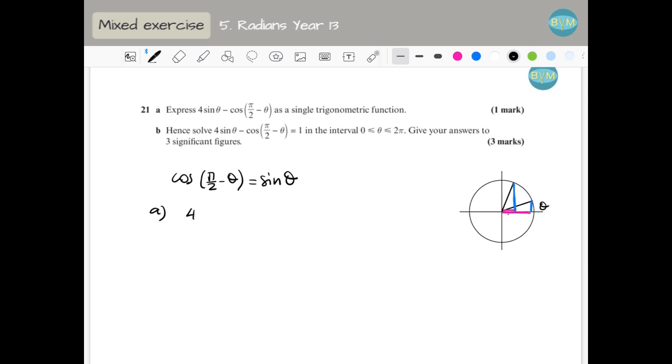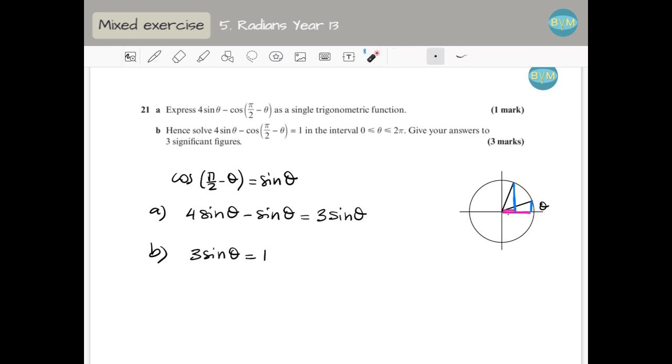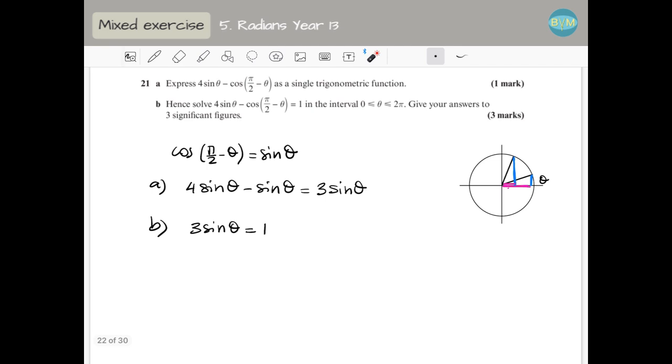So we have 4 sine theta minus sine theta. That would be our expression, 3 sine theta. Hence, using this, we are going to solve this equation equal to 1. Instead of writing this equation, we are going to write 3 sine theta equal to 1, which is much easier to solve, in the interval 0 to pi, so the whole circle. And we have to give the answer to 3 significant figures.